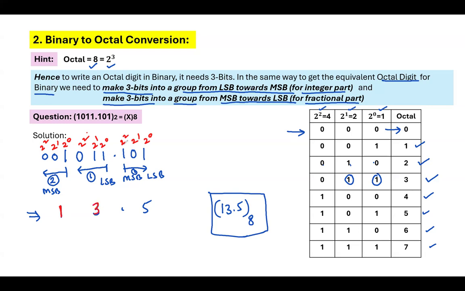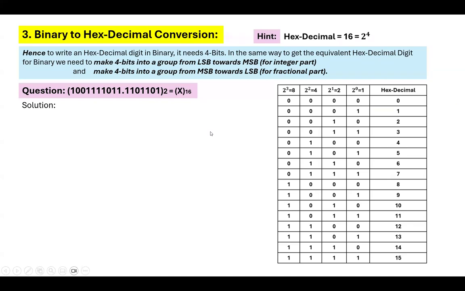In the same way, 2 power 2 is 4 plus 2 power 0 is 1, 1 into 1 is 1. Here 0. So its equivalent is 4 plus 1 is 5. In this way also we can find the octal value. Clear? Next one, binary to hexadecimal conversion.